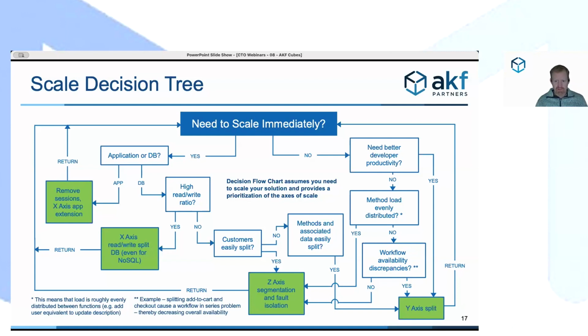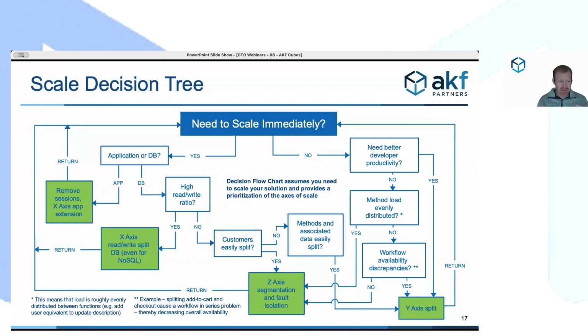The next question is, if you can't do a read-write split, then consider, can I easily split up my customers geographically? And so if yes, then you would be in a Z-axis split here. So let's go to the right side here. On the right side, this is where, are we slowing? Is velocity slowing? We have too many people dealing in the code base. If yes, do a Y-axis split.